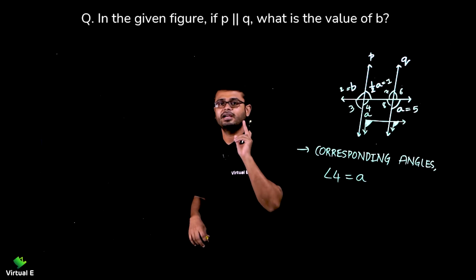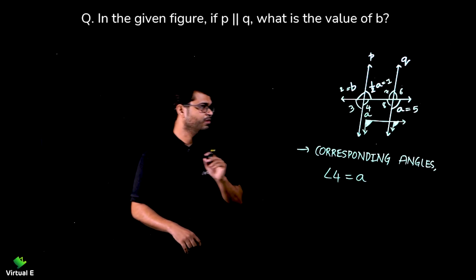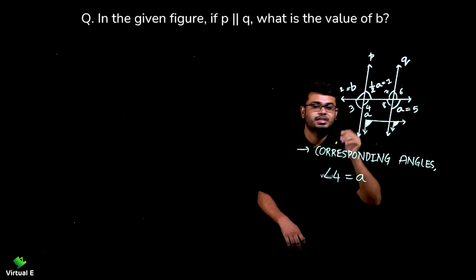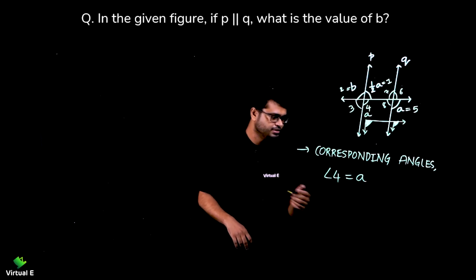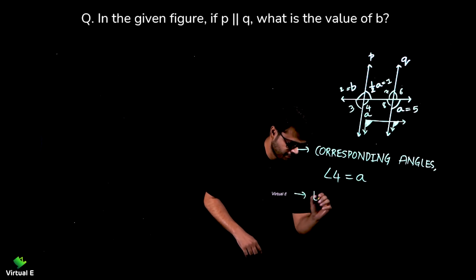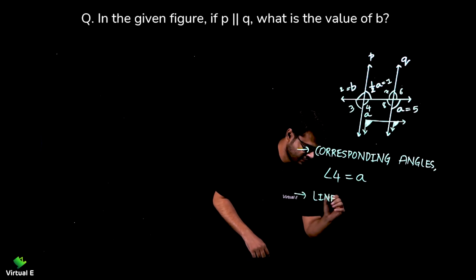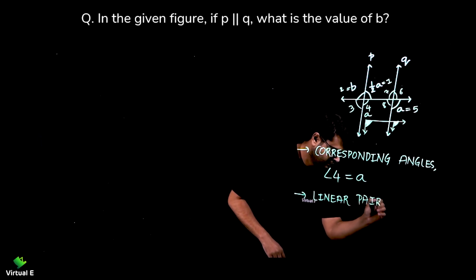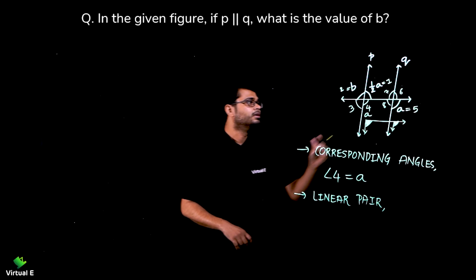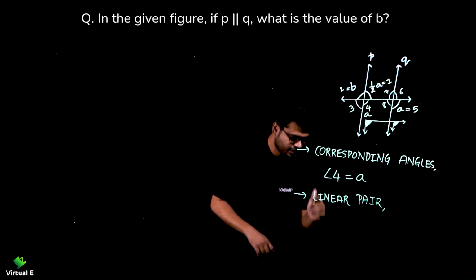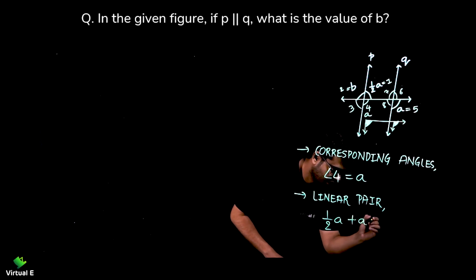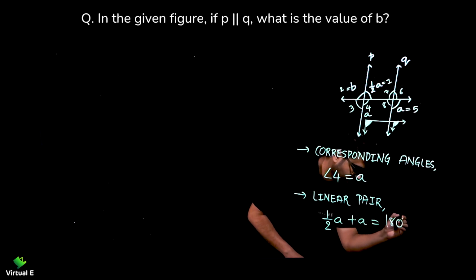Now see, angle 1 and angle 4. What kind of pair is it? It is a linear pair because P is a straight line, as given over here. So let's write linear pair. For a linear pair, the addition will be 180. So let's write 1 by 2 A plus A is equal to 180 degrees.